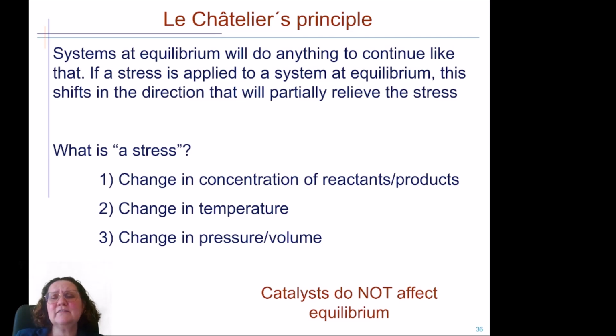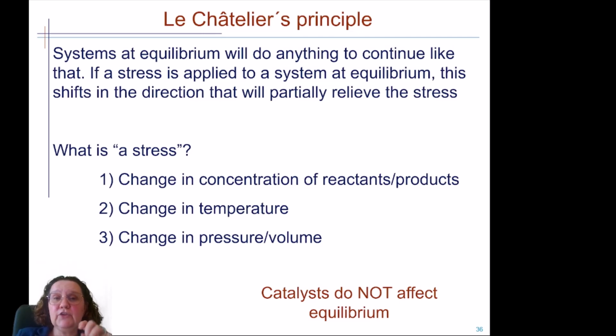And what is a stress in a chemical reaction? How do you stress a chemical reaction? Well, you can do it in 3 ways. You can change the concentration of one of the reagents or one of the products. You can change the temperature at which the reaction takes place, or you can change the pressure or the volume of that reaction, for example, by changing the size of the reaction vessel.